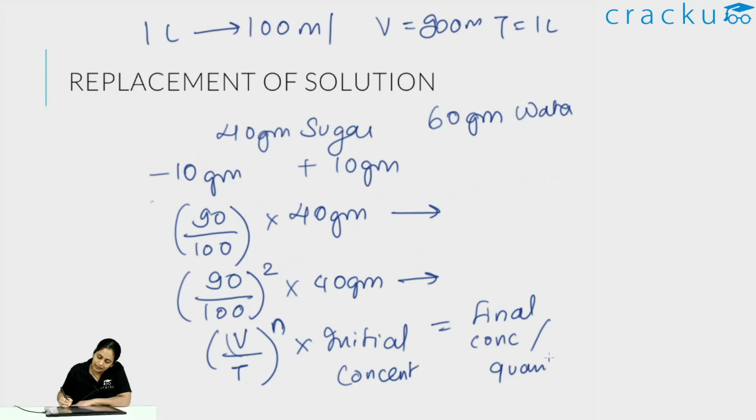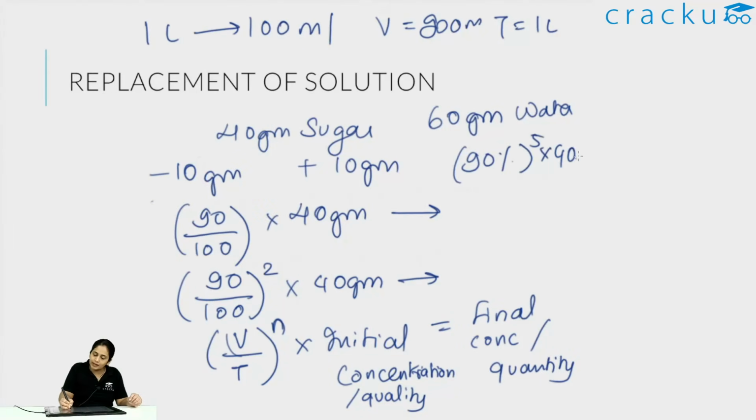So essentially you have to take the ratio of the part that is not touched to the total volume, and this ratio, this percentage, has to be multiplied with the initial concentration N number of times to get the final concentration. In our case, if this step with 40 grams sugar and 60 grams water is done say 5 times, then it will be 90% raised to 5 into 40 grams. This would be the final amount of sugar in the water. If it is done 6 times, 10 times, whatever, you just change the index and you get the final amount of sugar in water.